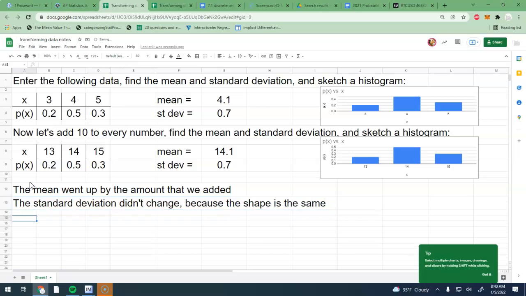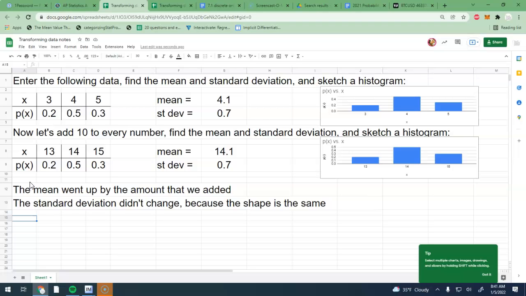So the mean went up by 10, right? Standard deviation didn't change. We've talked about this before: all that happened was this shape, 3, 4, and 5, got picked up, moved over, and put down, and now it's at 13, 14, 15. But standard deviation talks about how spread out the data is. Did I change how spread out the data was? No, so the standard deviation should not change.